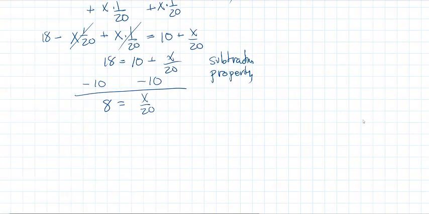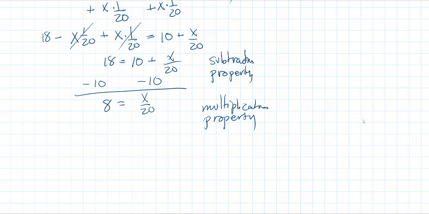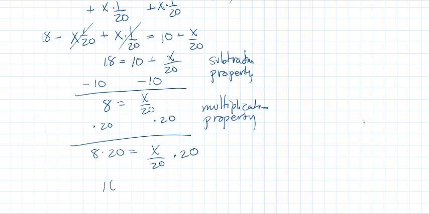And finally, we can use our multiplication property in order to isolate our variable x. Let's multiply both sides by 20, and I'm using the dot multiplication symbol. 8 times 20 equals x over 20 times 20. So on the left we have 160, and on the right we have x times 20 divided by 20, so we have exactly x, and x is 160.